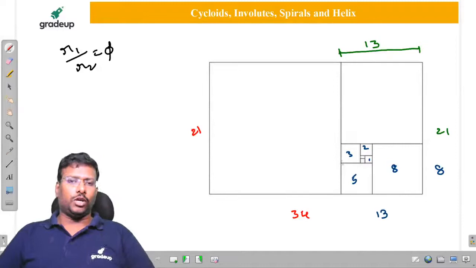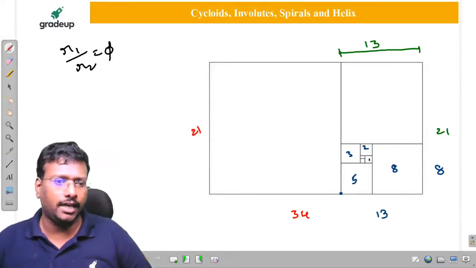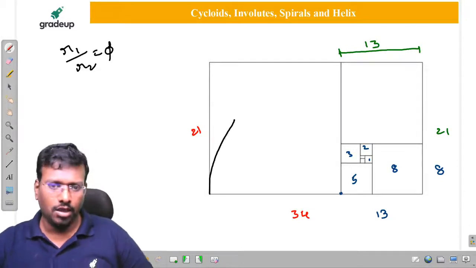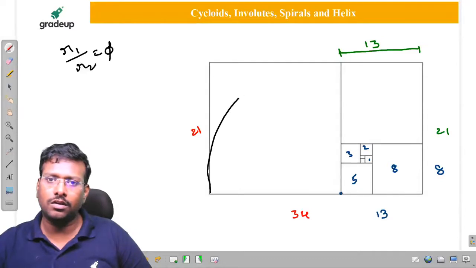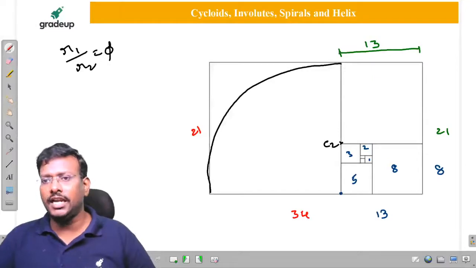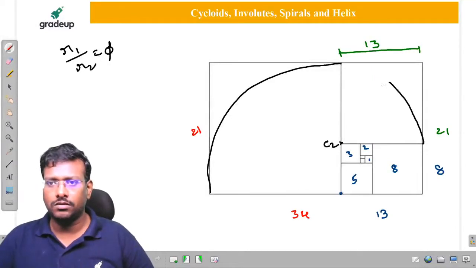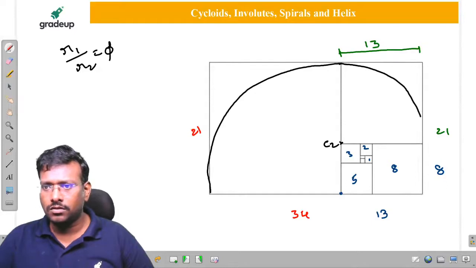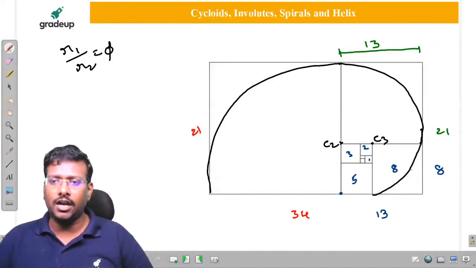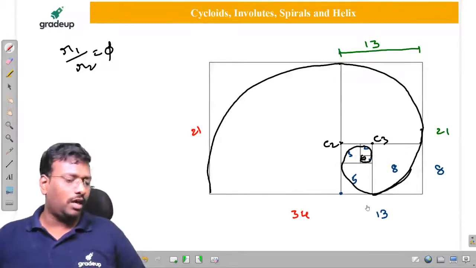Now if you take this particular point as center and draw a quarter circle like this, this is my center. With 13 as radius, I will draw the arc. Next, with this as center and 8 as radius, I will draw the arc again. With 5 as radius, I will draw the arc again like this. So this is considered a golden spiral.